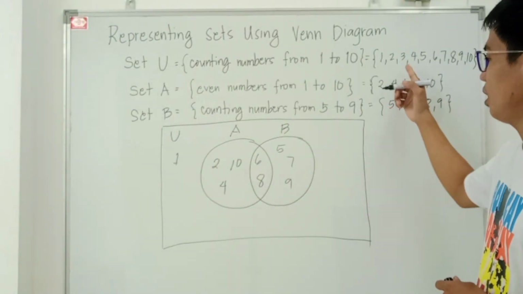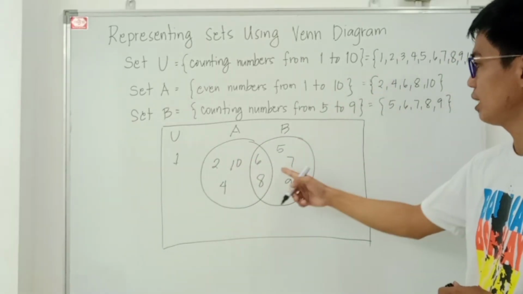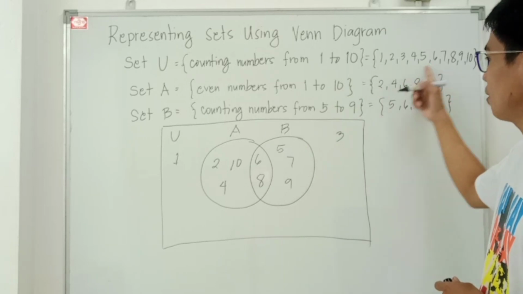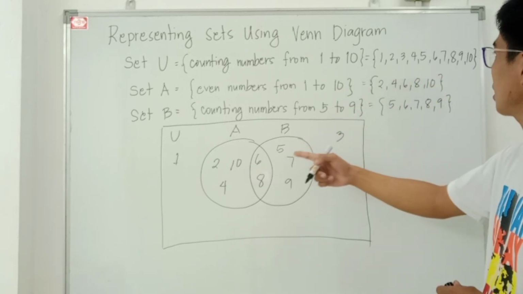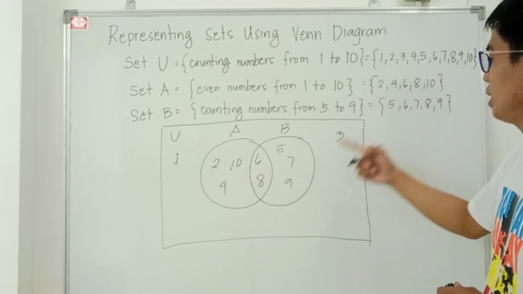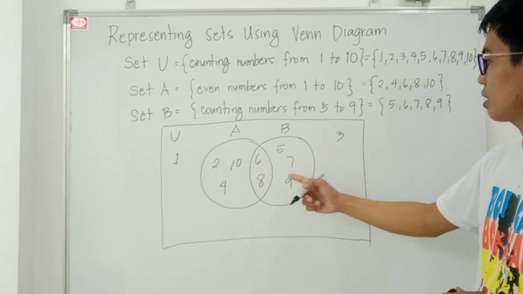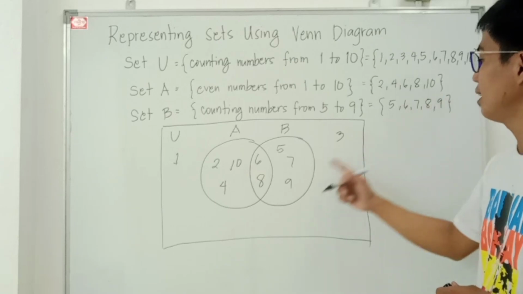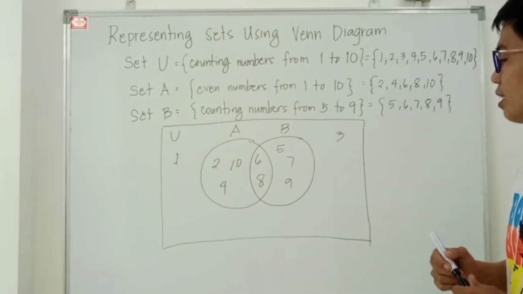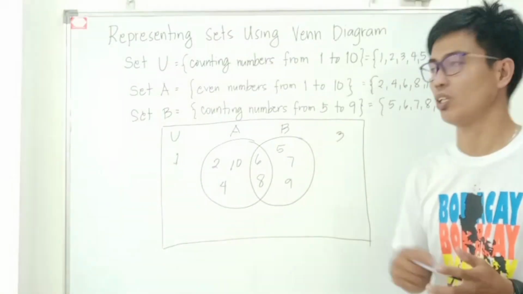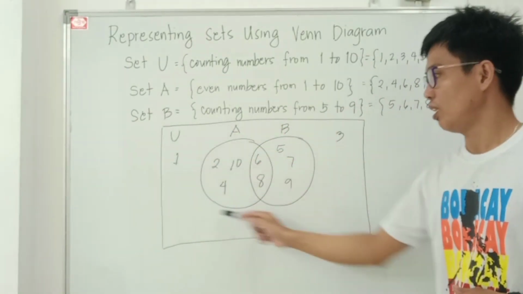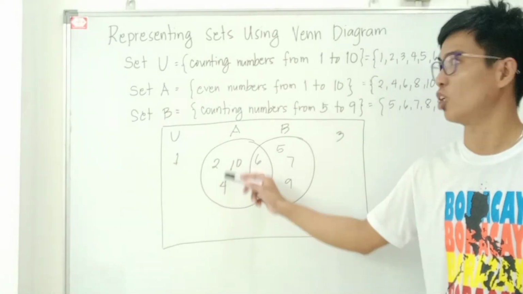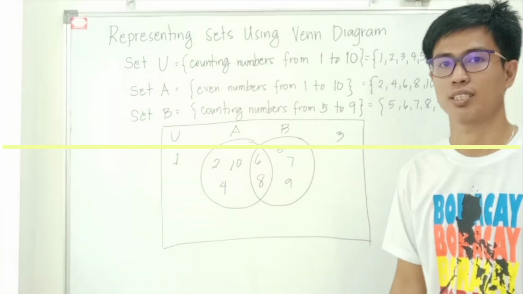Next, 2, we have 2. 3, so 3. 4, we have 4 on set A. 5 on set B. 6 on set A and B. 7 on set B. 8 on set A and B. 9 on set B. And 10 on set A. So therefore, all the elements are inside the rectangle. Therefore, this is the representation of this set. Thank you so much.